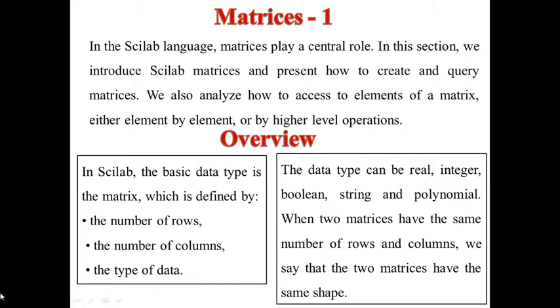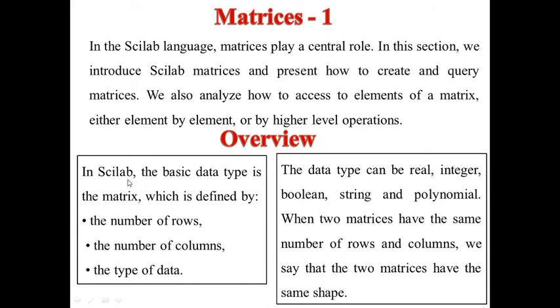Okay, in Scilab, this matrices is playing a very important role. Here we are going to study about how to create matrices and how to access the elements of the matrix, and whether you are going to use the entire matrix or some of the parts for the operations. So that is only we are going to learn today. Overview will give about what is a matrix.